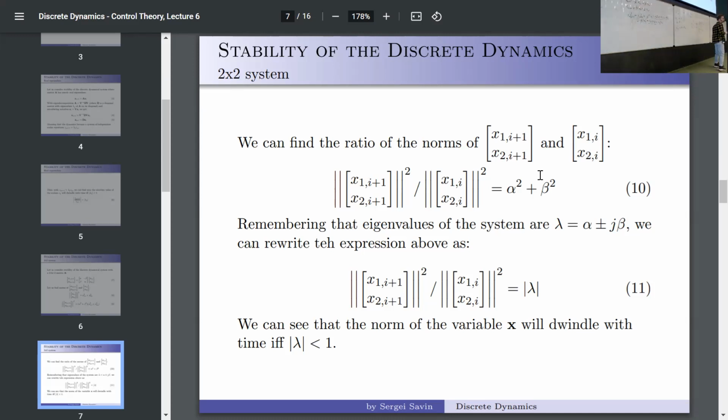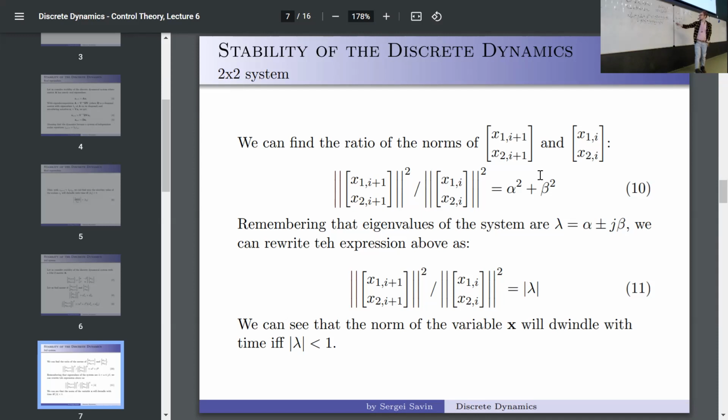What is the eigenvalue of the system? Eigenvalues of the system were alpha plus or minus j beta. What is lambda by absolute value? It is the square root of alpha squared plus beta squared.